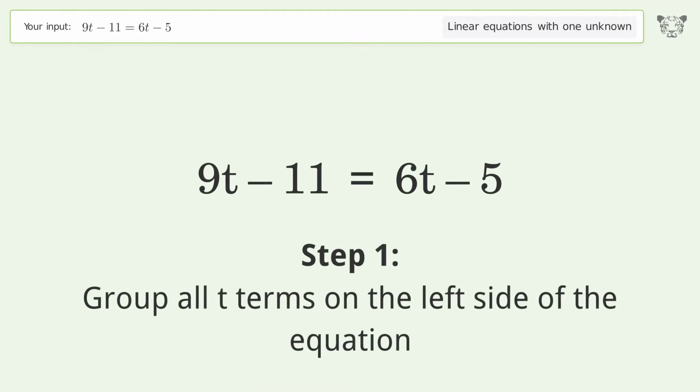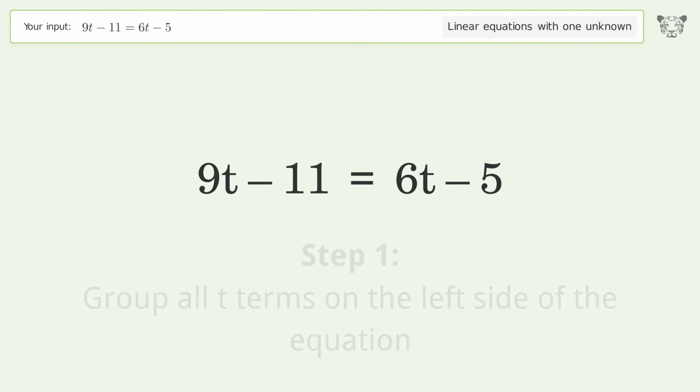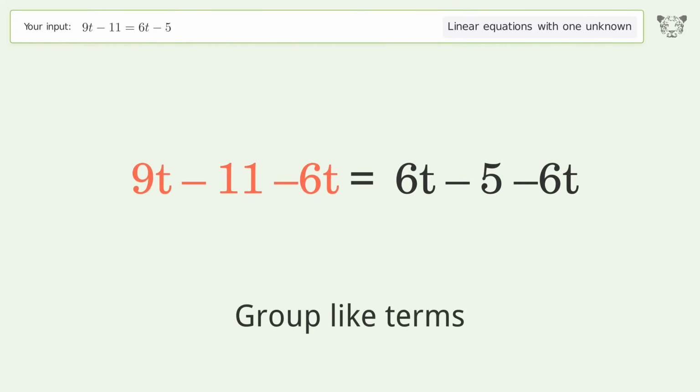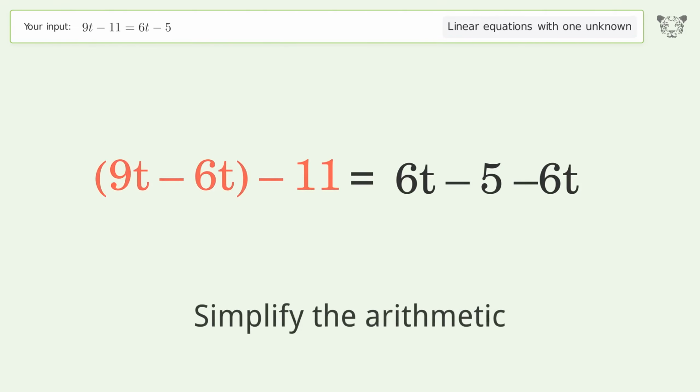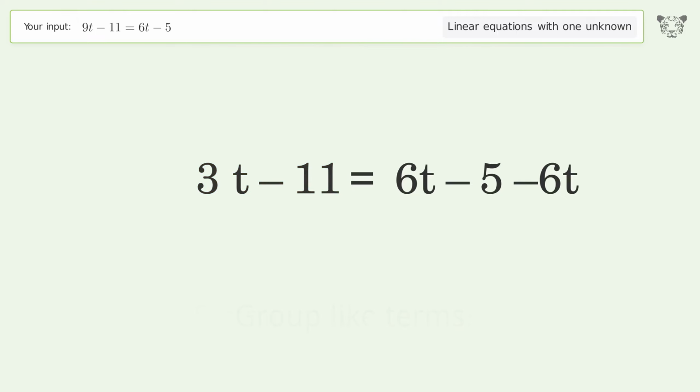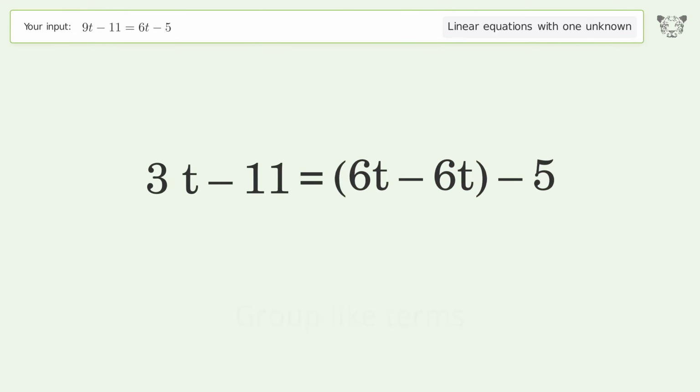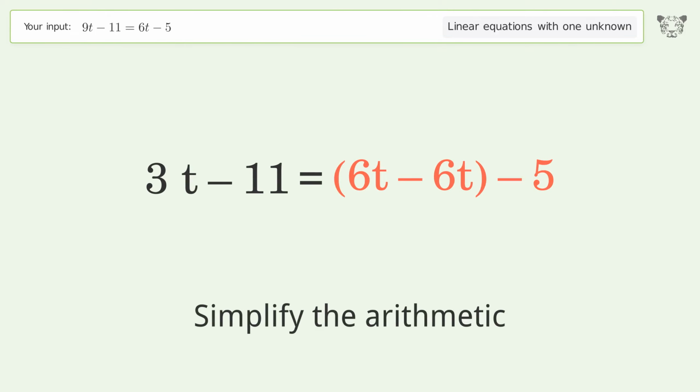Group all t terms on the left side of the equation. Subtract 6t from both sides. Group like terms. Simplify the arithmetic. Group like terms. Simplify the arithmetic.